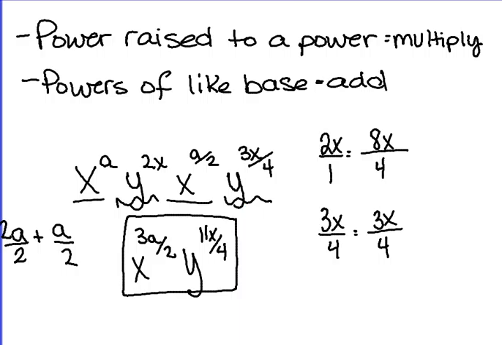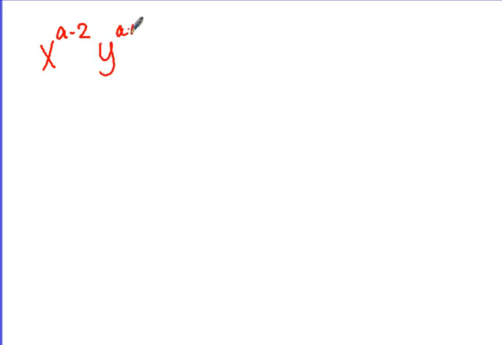All right, let's try another example. In this next one, we have x to the a minus 2, y to the a plus 4, over x to the a over 2, and y to the 2a. Instead of multiplying powers of like bases, we're actually subtracting in this case.